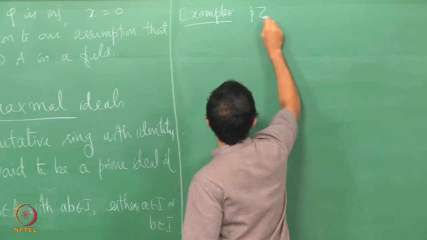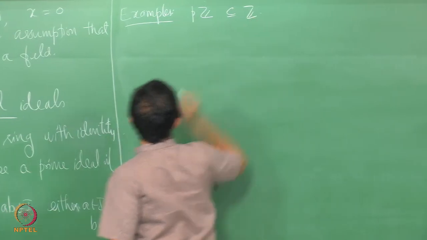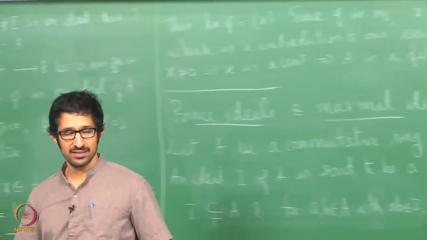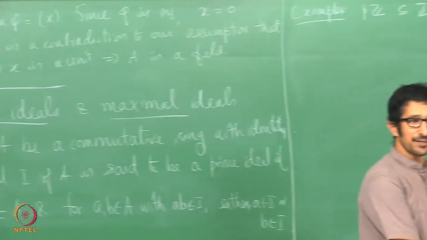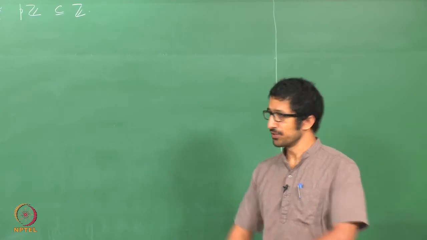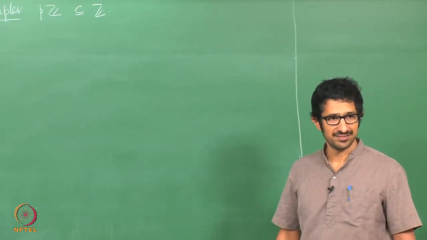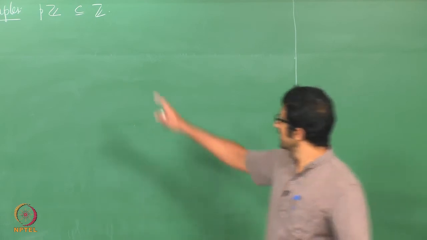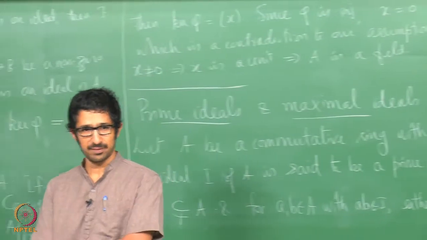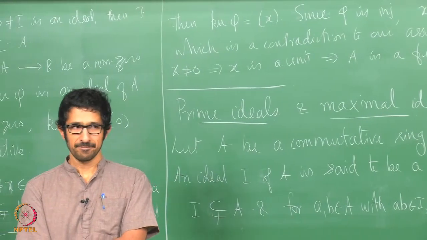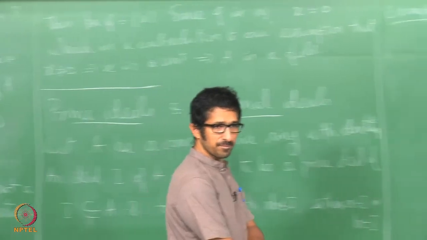So, Z. Some slightly better in Z. Do you know only these kind of prime ideals in Z? Do you know only this type of prime ideals? Z by ideal generators. Zero. Right? Zero is a prime ideal in Z.